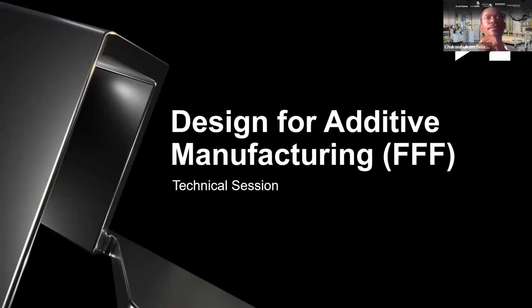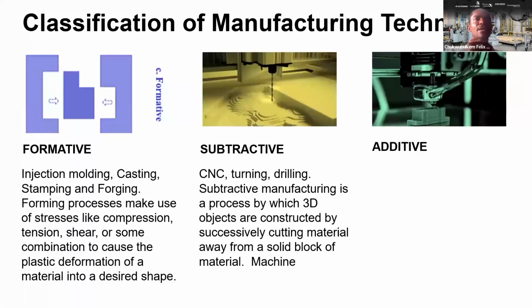Okay. Thank you. So the next thing I wanted for us to go ahead with is to look at the classification of manufacturing techniques. Basically, I think from some of the questions we asked, you've seen that there are three major classifications of manufacturing techniques. You have the formative. Inside the formative, you have injection molding, casting, stamping, forging, and all that.